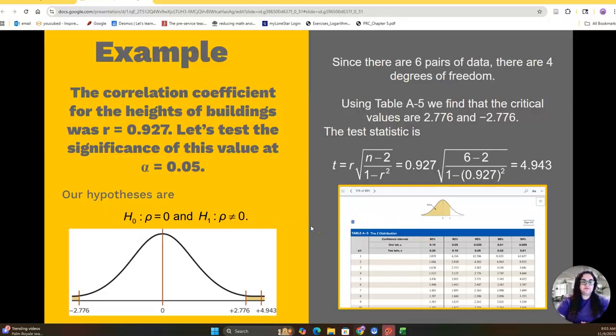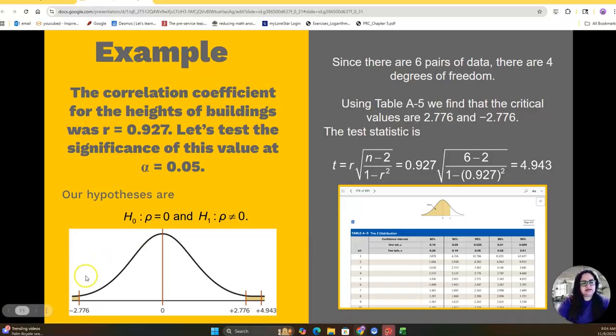Okay, here's our first example. The correlation coefficient for the height of a building, r, was 0.927. Let's test the significance of this value at alpha equals 0.05. So that alpha is the area underneath the curve of the distribution that we're looking for. We want to know how many people fall, or what's the proportion of people that fall within this data point. If we can find a lot of information in that data point, then it's not an outlier area, if that makes any sense, if you think about what we were talking about in our last section.